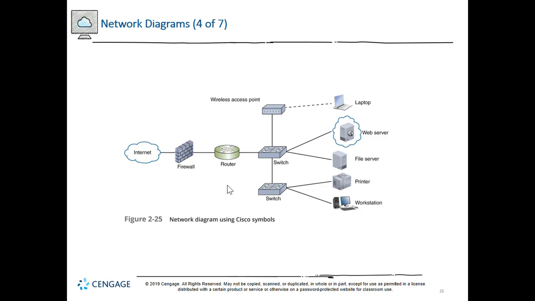Okay. Here you can see some of the symbols that I was talking about. These are the common network symbols that Cisco uses that all networkers need to identify. Wireless access point, which is nothing more than a wireless switch. Okay, here's your switch. Laptop, web server, you can see it's got a little globe here on the side. File server, printer, workstation, common symbol for a router, and a common symbol for a firewall, and the internet has always been and always will be the cloud.